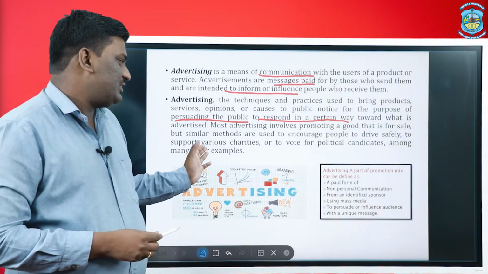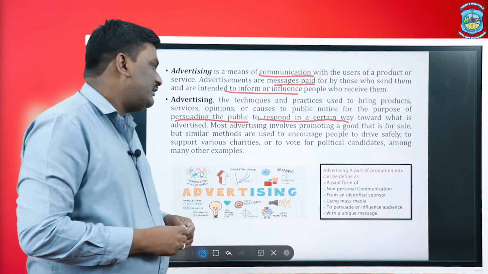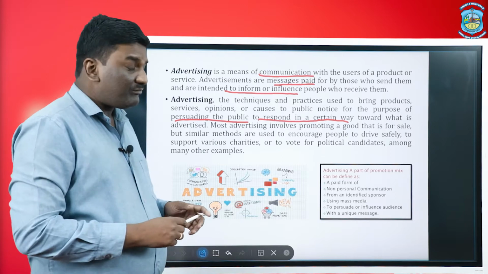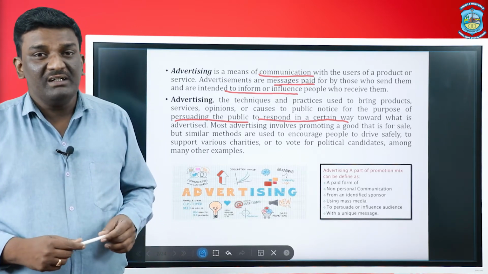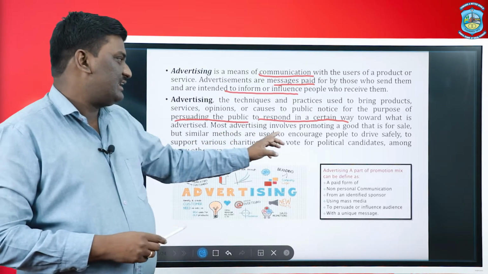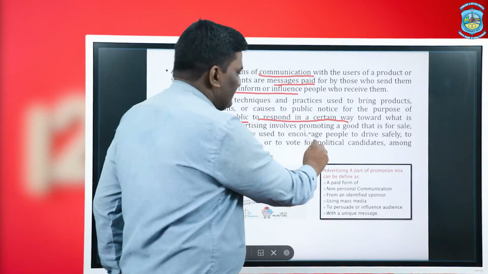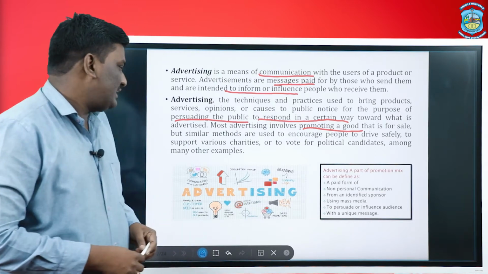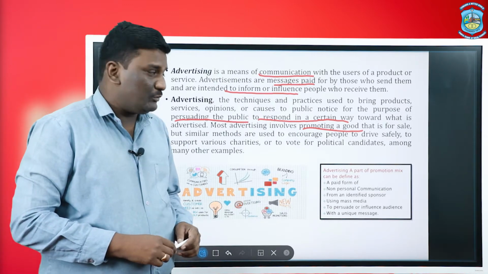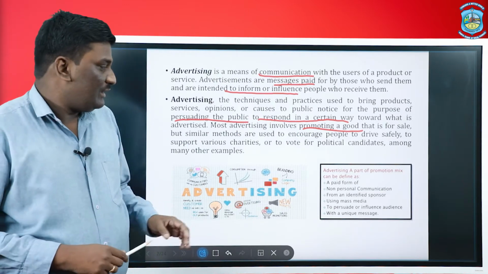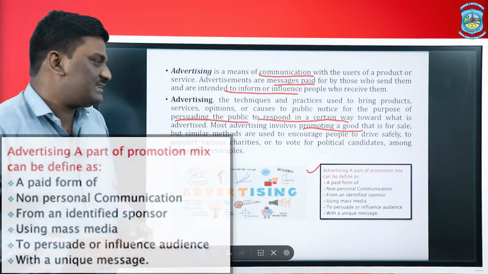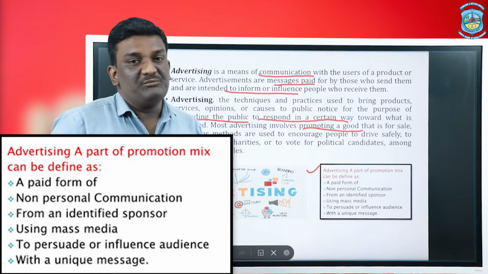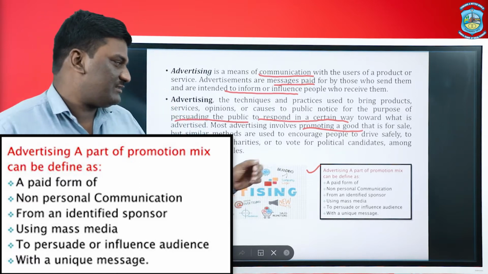Now, this information we are providing to the people who want it. First of all, we need to understand who are those people who want this particular communication. Most advertising involves promoting goods and services that are for sale, but similar methods are used to encourage people also. Now there are certain features which I have described here. Advertising is a part of the promotional mix, but we can consider it as a paid service.